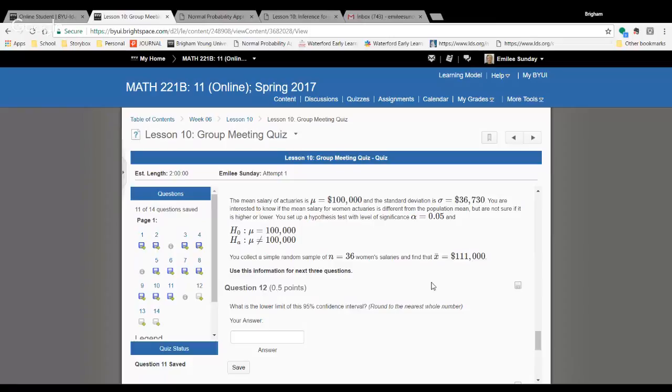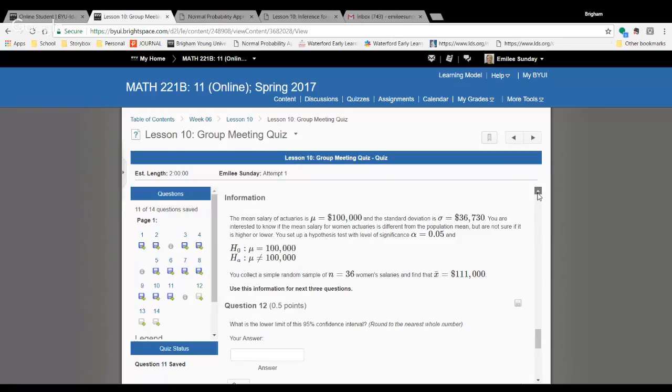All right, so the X bar would be 111,000. Minus the critical value, which was... are we doing 95%? It said 95%, didn't it? Question 12 says lower limit of this 95% confidence interval, which would be 1.96.